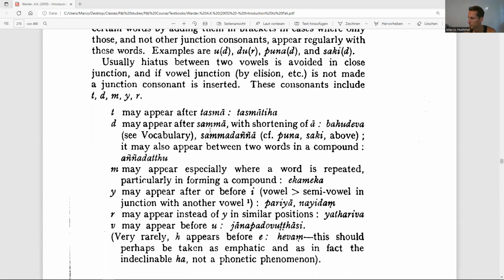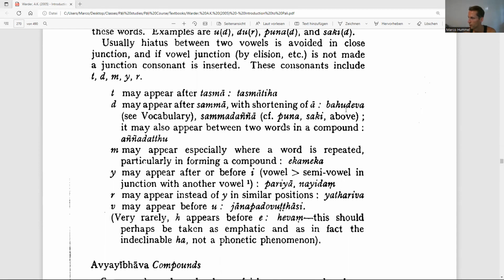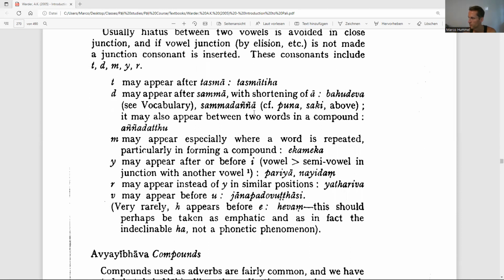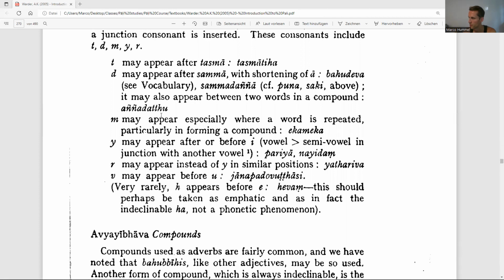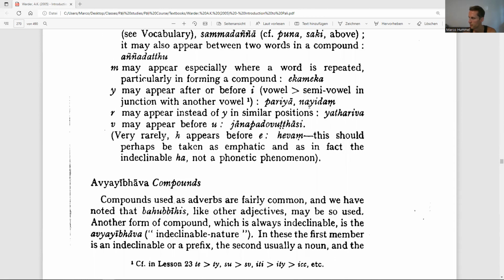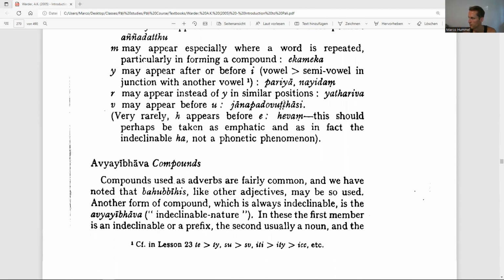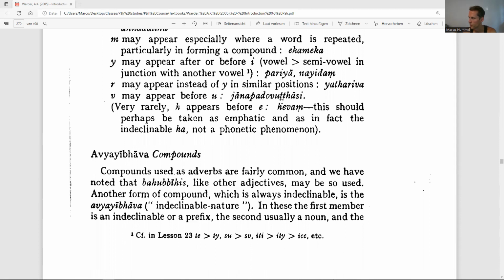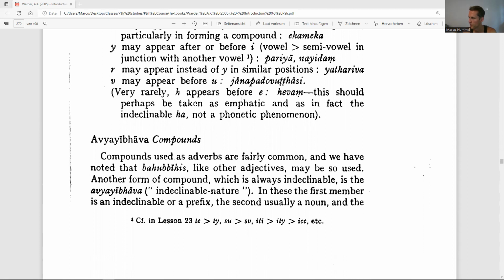Da may appear after sama with shortening of a. Bahu and eva, bahudeva. Samat plus anya, samadanya. And then anya plus attu, anyadattu. We have eka plus eka, ekam eka. Pari plus a, pariya. Na plus idang, naidang. So yata plus iva, yata riva. Janapado plus utasi, janapado utasi, and ha plus evang gives us hevang.